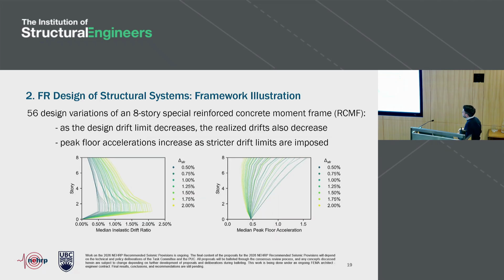So let's try to illustrate this looking at one example. I mentioned I'm going to use a reinforced concrete moment frame for illustration. These are the results for a single height, right? We also looked at a range of heights. So this is an 8-story special reinforced concrete moment frame. And because of the design space that we're exploring, where we have drift limits from 0.5% to 2% and RFR values from 1 to R, which is an R of 8, what we use in life safety design, we have 56 design variations of this one archetype.